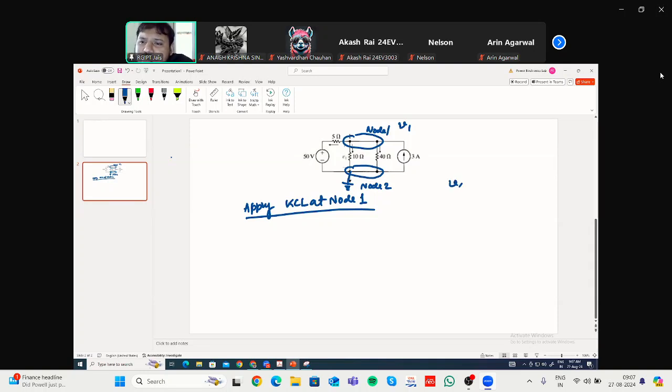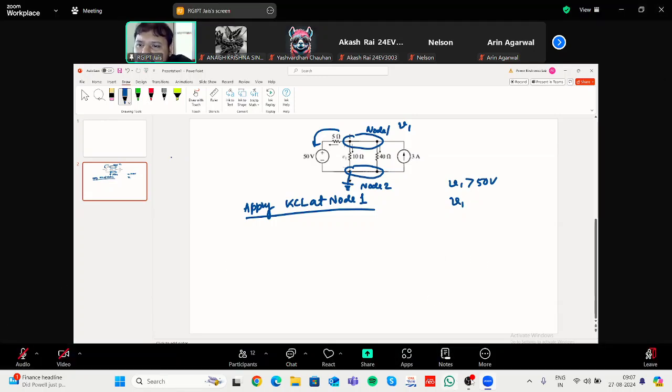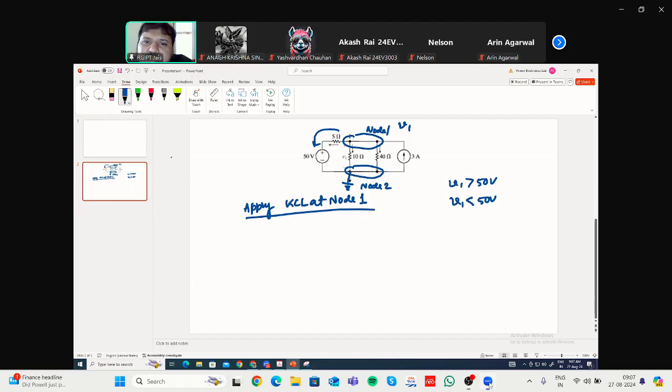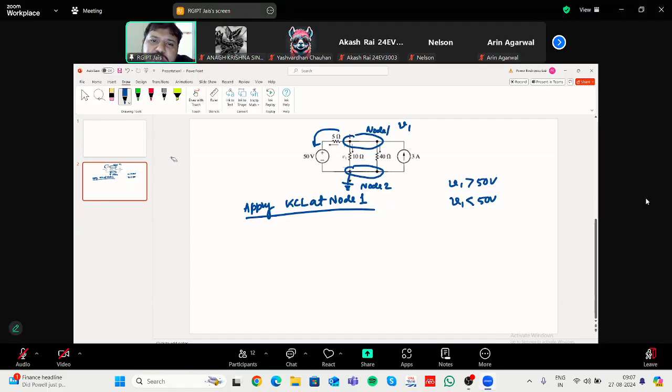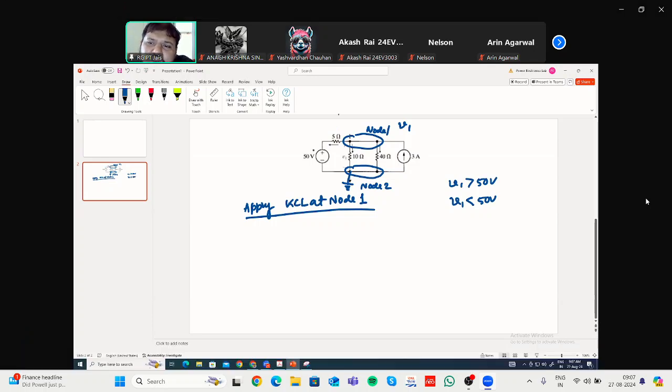So if V1 is greater than 50 volt, then current will flow in this direction. If V1 is less than 50 volt, then the current will move in the opposite direction, because current flows from higher potential to lower potential. So if V1 is less than 50 volt, the current will be in this direction.